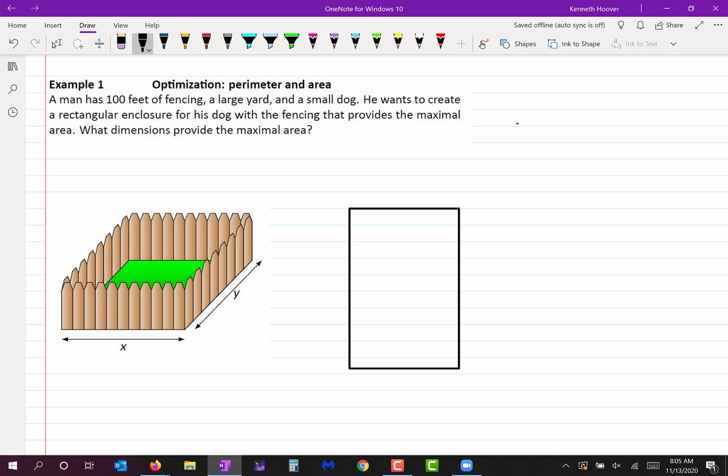So we have y here and x here. That's exactly the picture that's given to us. We're just looking straight down at it. We're talking about how much area he can enclose with 100 feet of fencing. What is the area? The area is length times width, right? So that's going to be x times y.